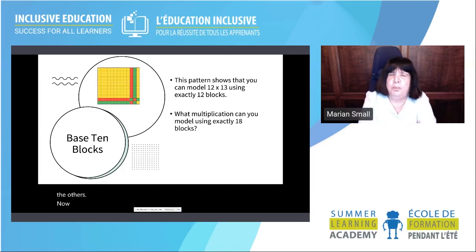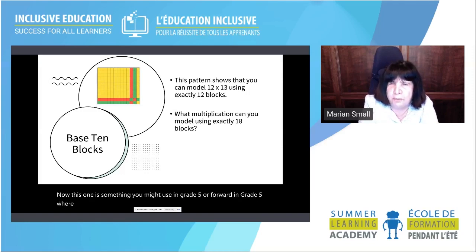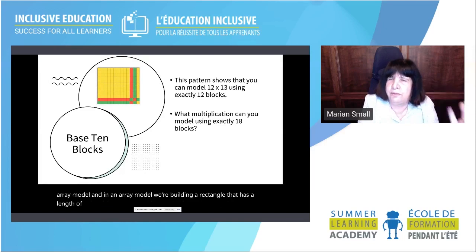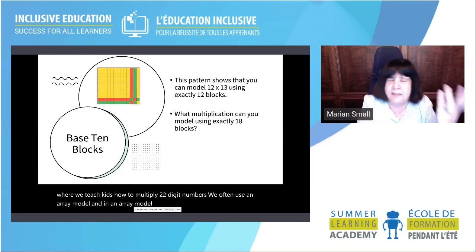Now, this one is something you might use in grade 5 or forward. In grade 5, where we teach kids how to multiply two-digit numbers, we often use an array model. And in an array model, we're building a rectangle that has a length of 12 and a width of 13 in order to show the area, which is the product, which you call the length and which you call the width. You might have done it the opposite way.